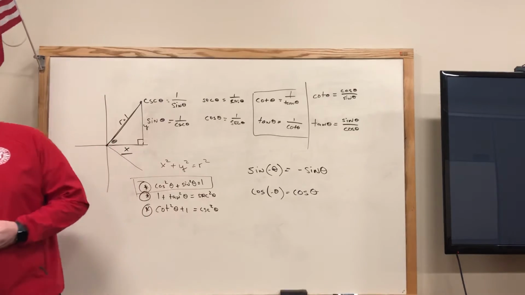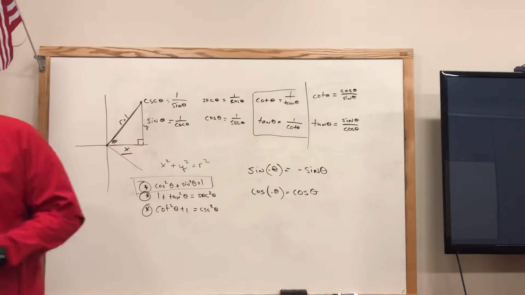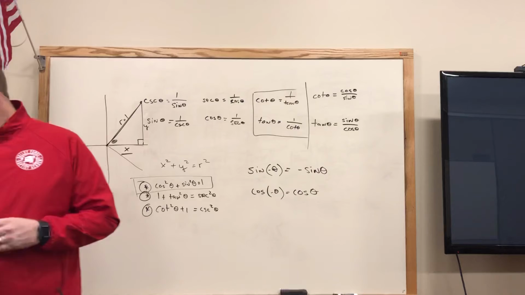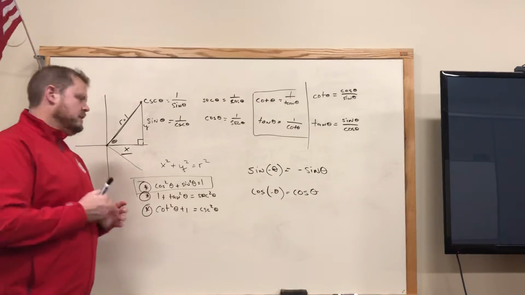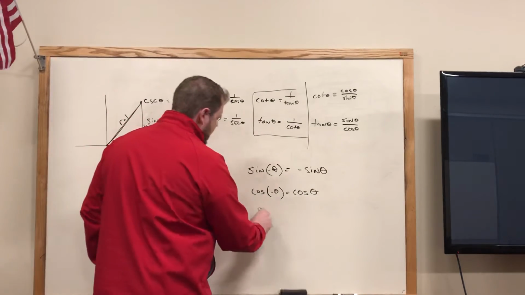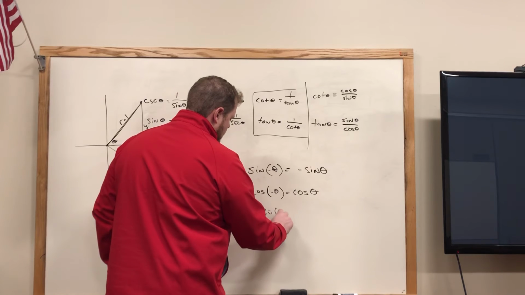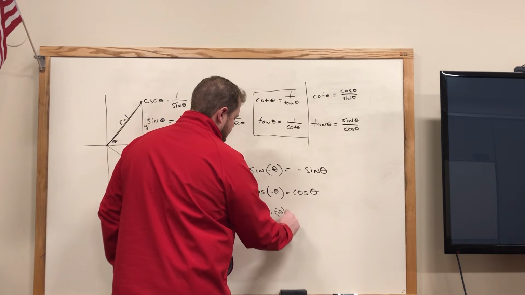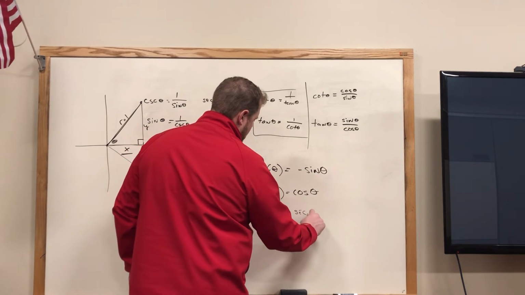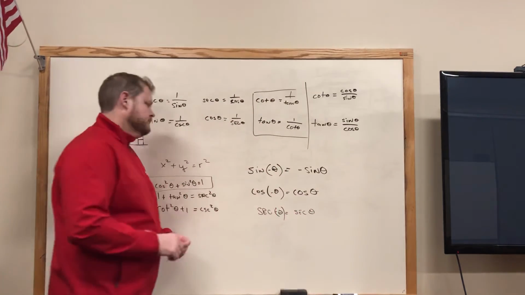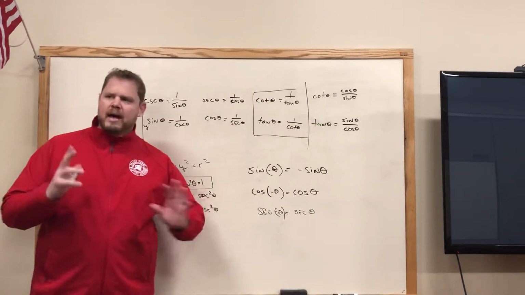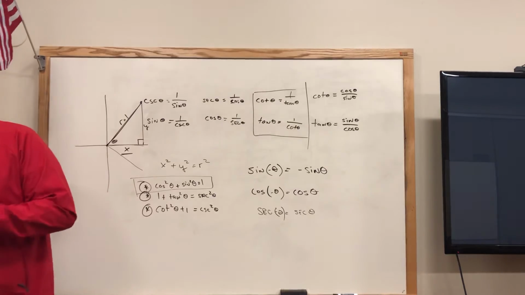Now, the other thing that comes in handy is that cosine is an even function, so that means if you have secant of negative theta, what are you going to get? Secant theta. Okay? All right? Just remember that that will come in handy occasionally here and there.